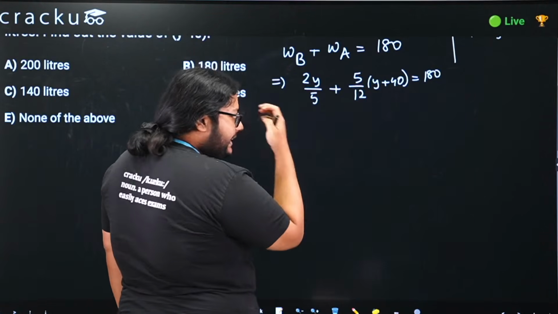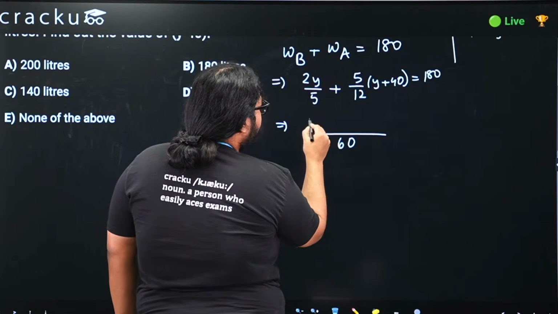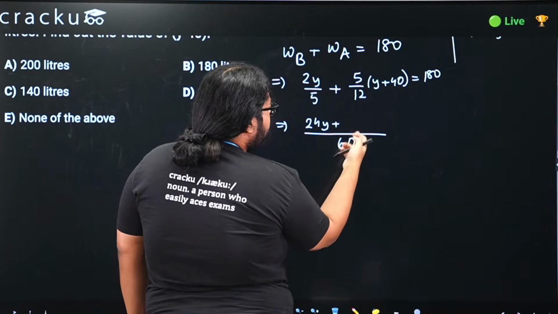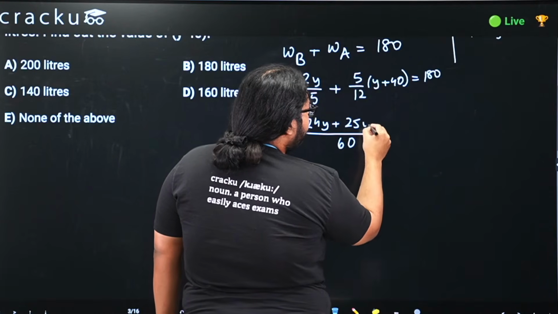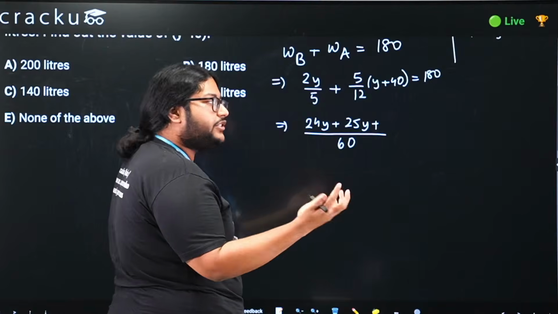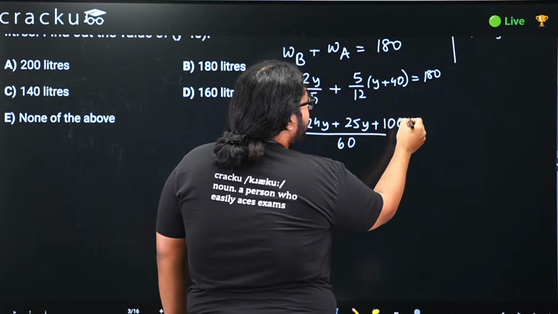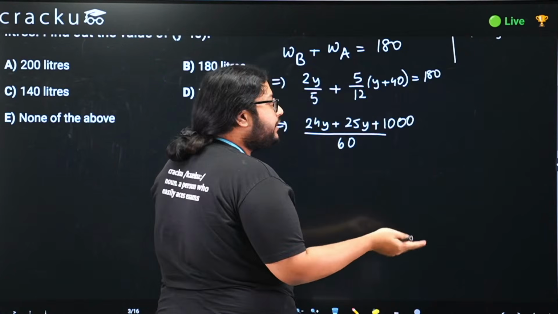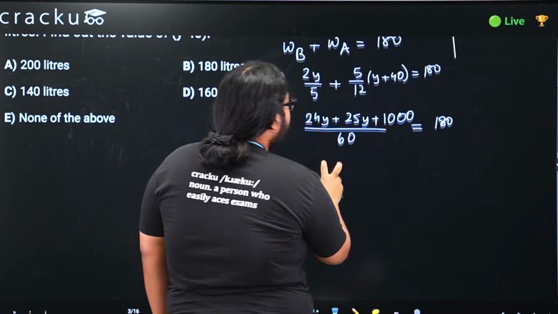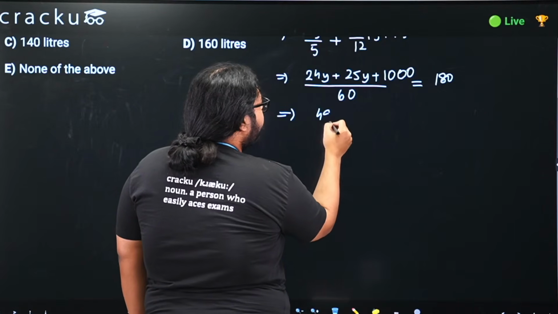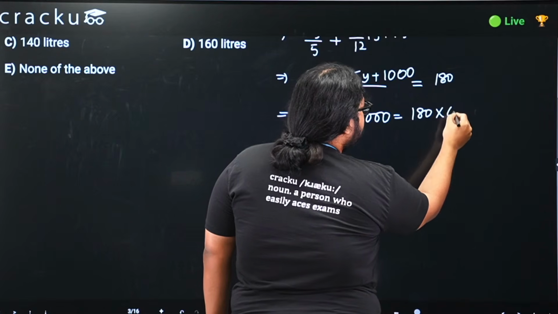12 and 5's LCM is 60. So this will give me 60, 5 times 12, so this will be 24y plus 12 times 5, so 25y plus 40, 25y, and 25 times 40 is 1000. 25 times 4 is 100, so 25 times 40 is 1000. This should be equal to 180. So from here we get 49y plus 1000 is equal to 180 times 60.